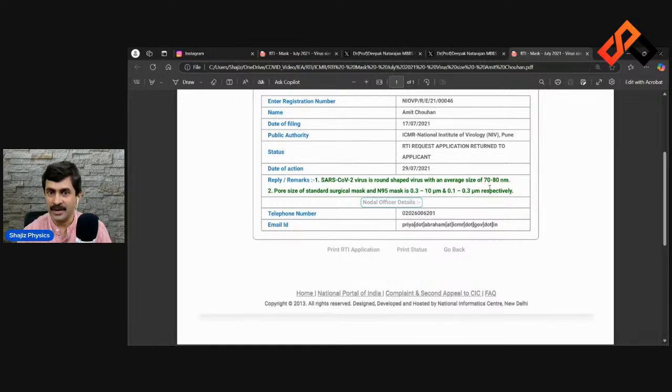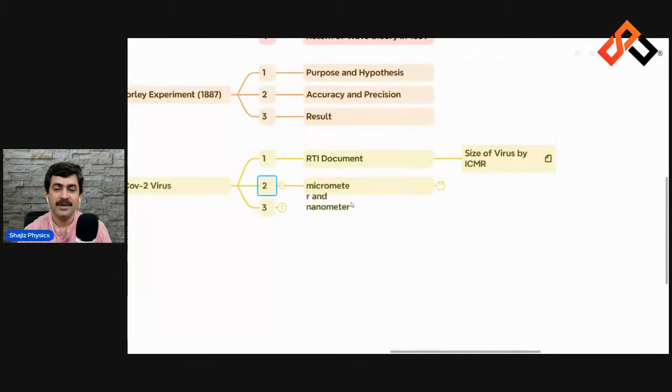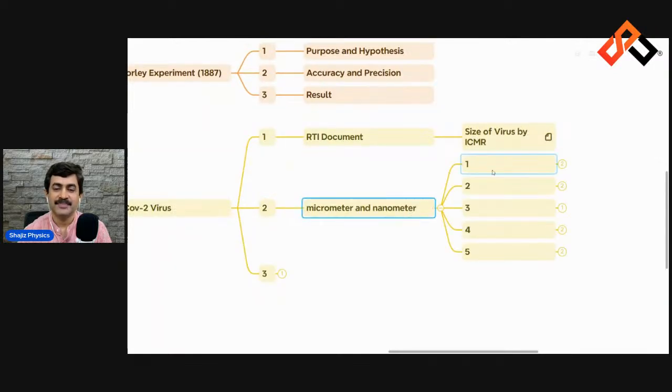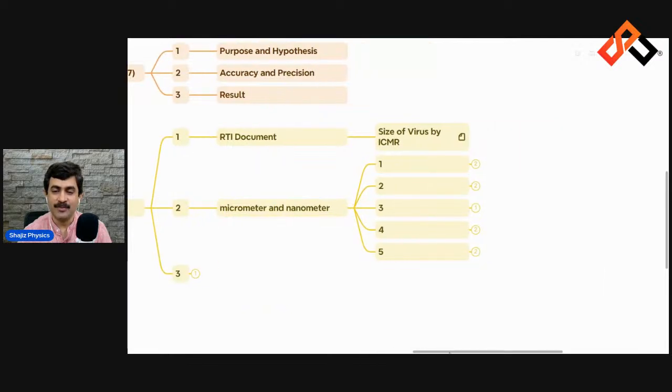The first one, size of coronavirus, is mentioned in nanometer, 70 to 80 nanometer. At the same time, the pore size of standard surgical mask and N95 mask are given in micrometer. Now, let me stop sharing this and go back to my original screen share. Now I will elaborate the outcomes. I wanted you to understand a bit more about the concepts of micrometer and nanometer.